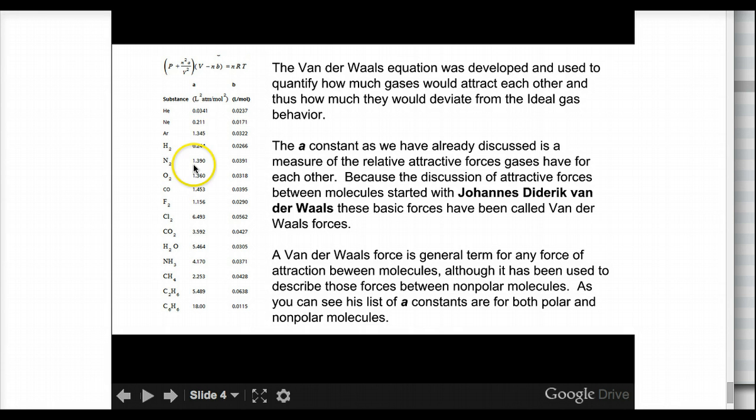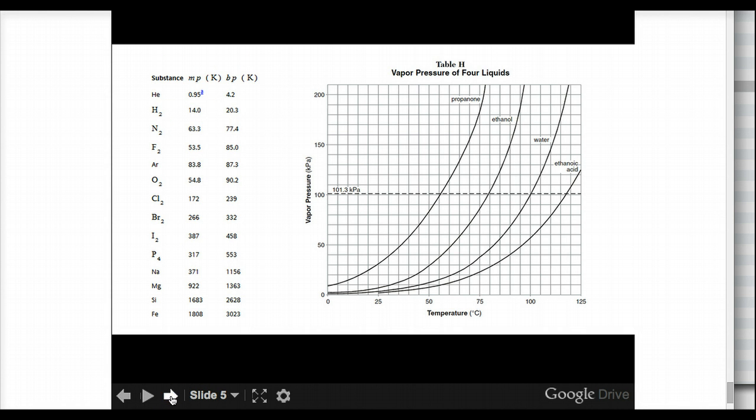But it's not the best way to explain attractive forces between lone pairs. I think London dispersion forces are, and we'll talk about them. However, getting back to this idea of attractions, we know that in Table H, vapor pressure of 4 liquids, there are 4 different liquids here.